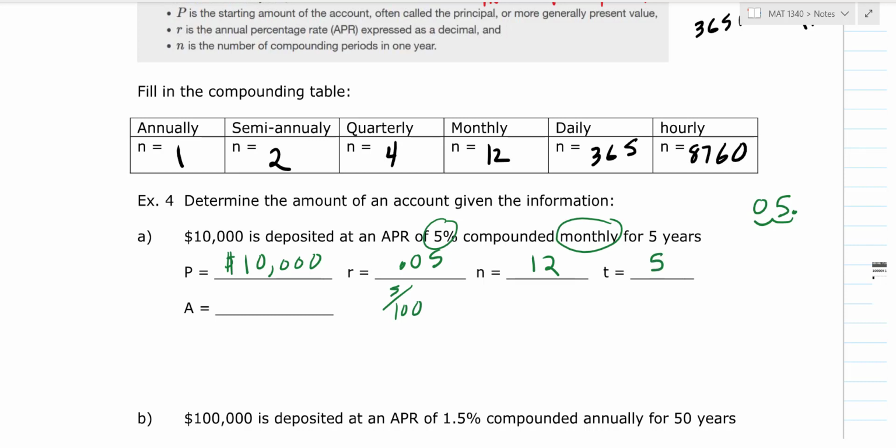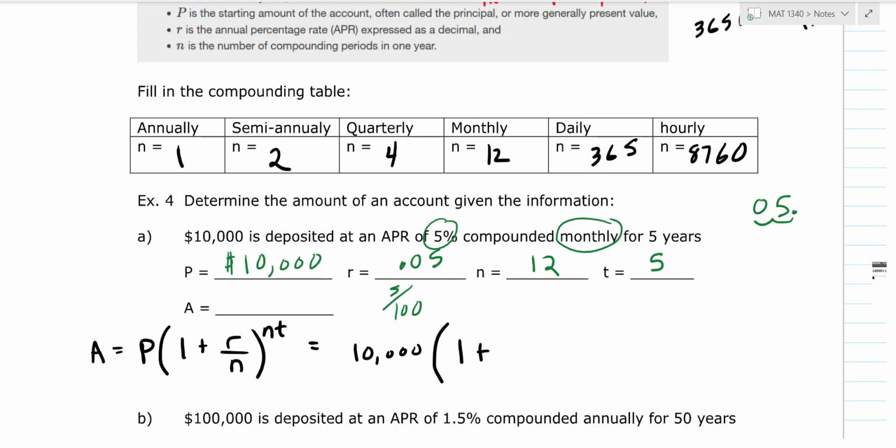All right, so to do this problem, I would start by just writing down the compound interest formula. So it's A equals P times 1 plus R over N to the NT power, okay? Now just at least this first time, write that down. Okay, so you're going to put the 10,000 in for the principal. Then you'll have 1 plus the rate.